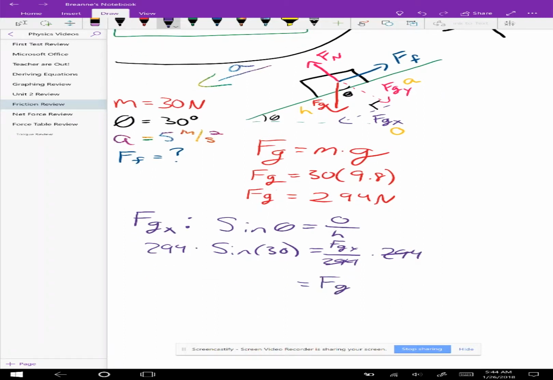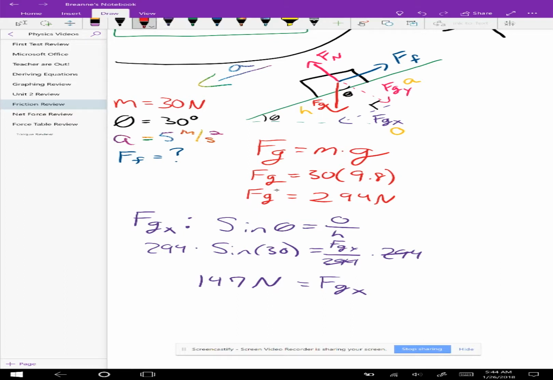And you get that your force of gravity in the x is, you need a calculator for that. Again, make sure you're in degrees. Sine of 30 times 294, and you get 147 newtons for that.